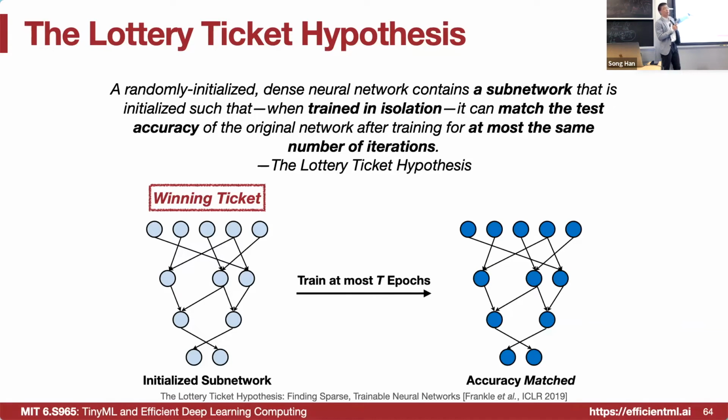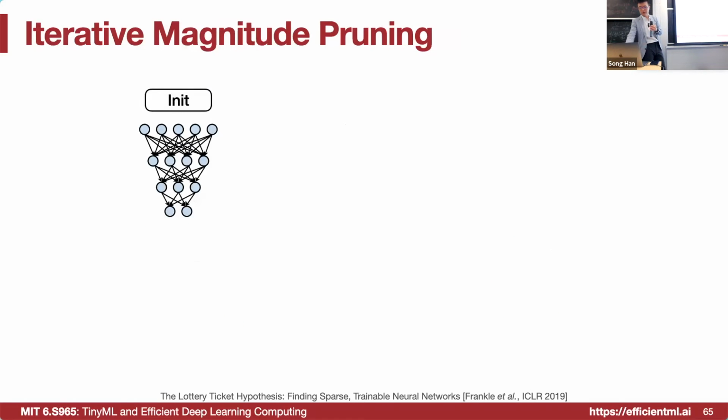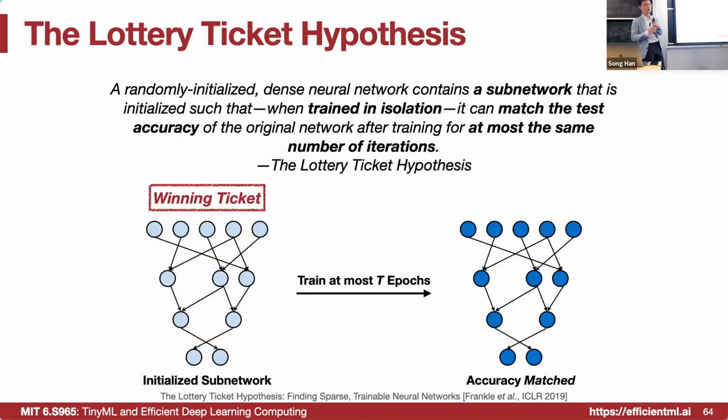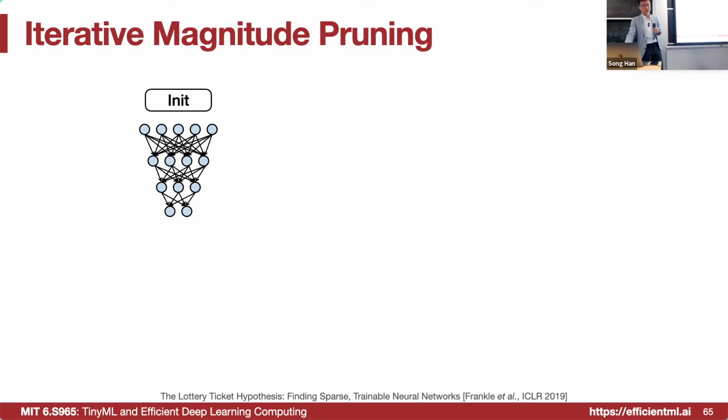And for those winning tickets, you want to initialize the original weights using this light blue color, showing that it's not reusing the converged weights, but you are using the initialized weights and applying this sparsity mask. Okay, and you can train this model for at most t epochs. You can obtain the same accuracy as before.